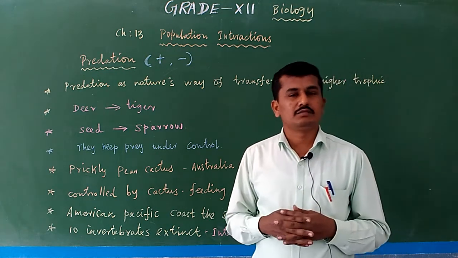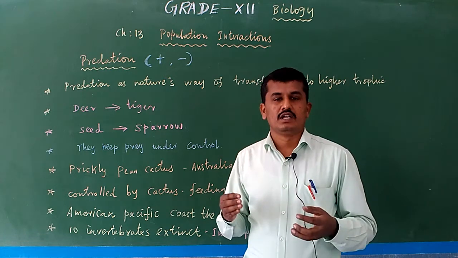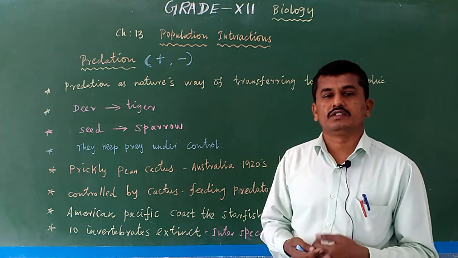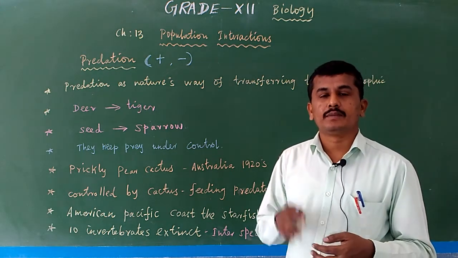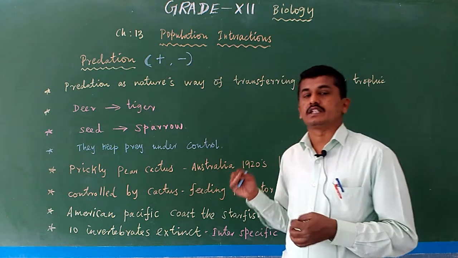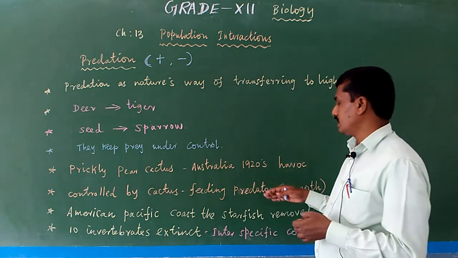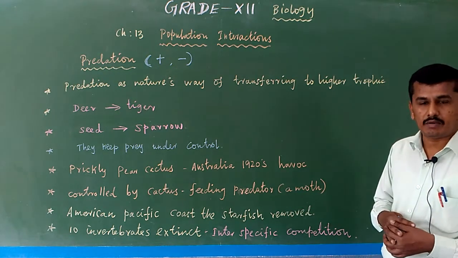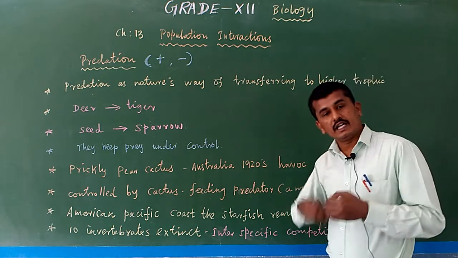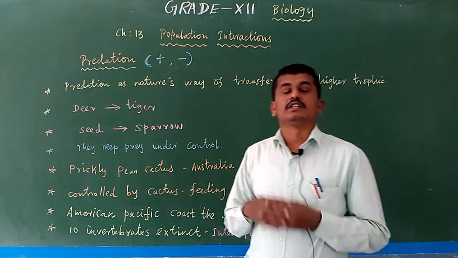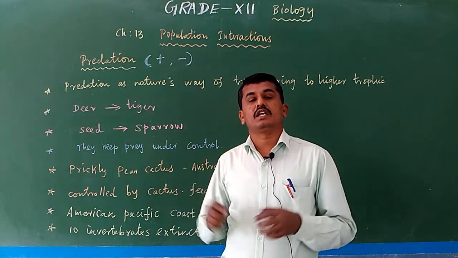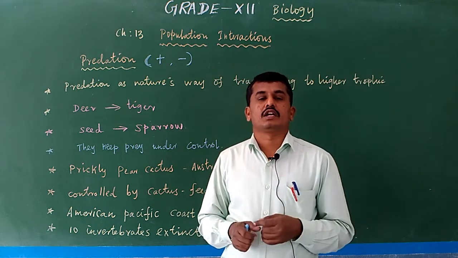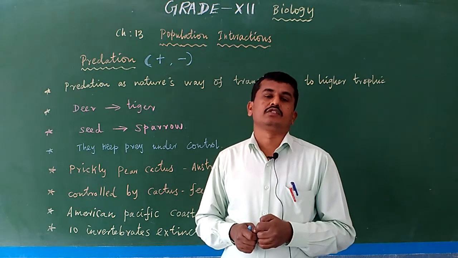So the Australian government discussed how to control the prickly pear. After discussion within the importing country, a prickly pear feeding predator, which is actually an insect, a moth, was introduced into Australia, and then the moth ate the majority of the prickly pear. So automatically the prickly pear and the cactus came under control in Australia.